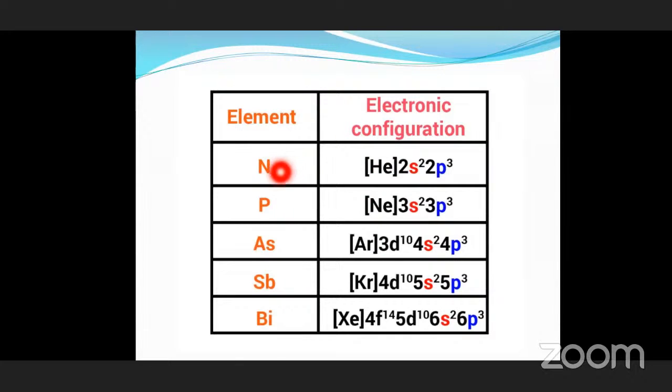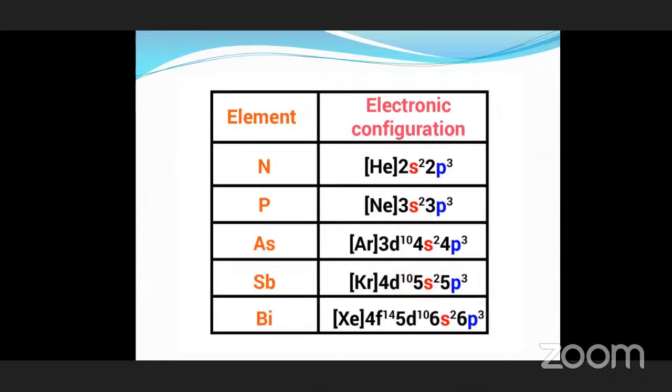Nitrogen, atomic number 7, has 2s2 2p3 as its outermost electronic configuration. These are called the valency orbitals of nitrogen. Phosphorus, atomic number 15, has the electronic configuration neon 3s2 3p3. Arsenic, atomic number 33, has argon 3d10 4s2 4p3. Antimony, atomic number 51, has krypton 4d10 5s2 5p3.